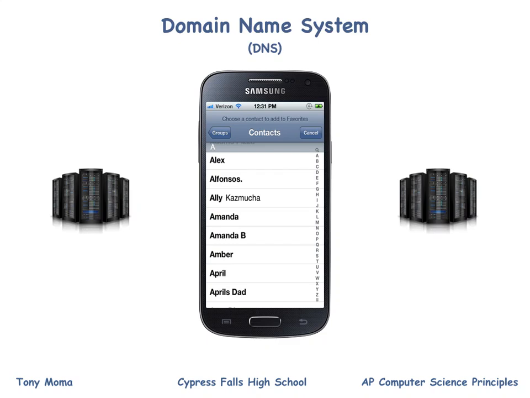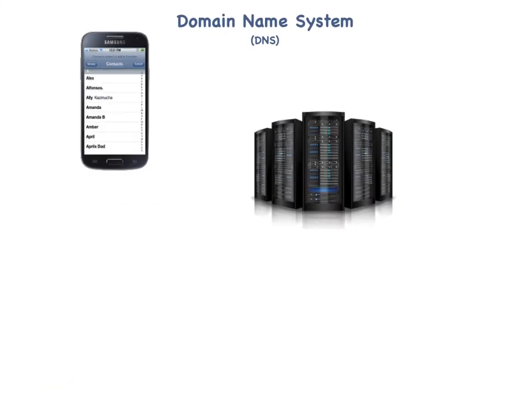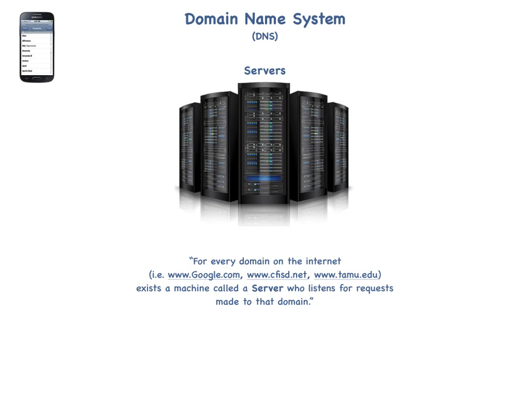Domain name system. For every domain on the internet exists a machine called the server, whose job is to listen for requests that are made to that domain. Domain examples include google.com, cfisd.net, and temu.edu, just to name a few.